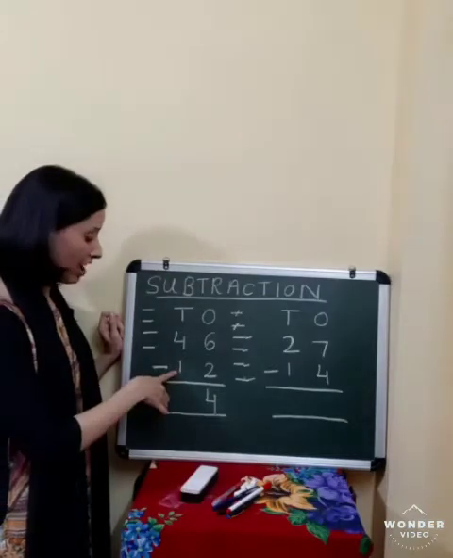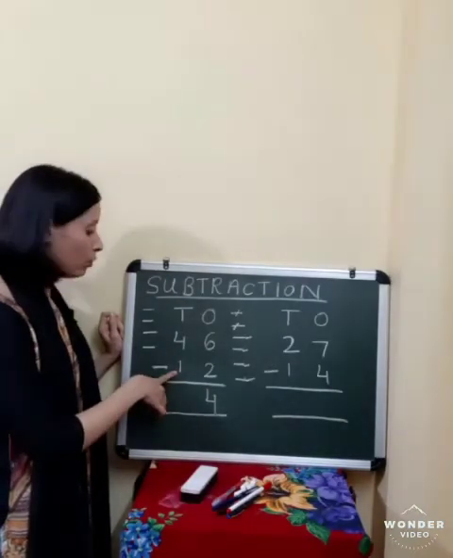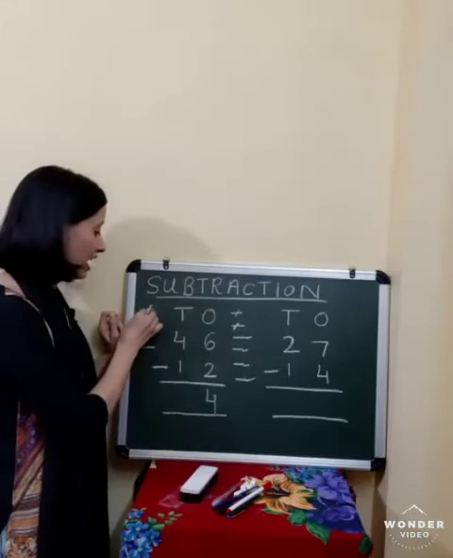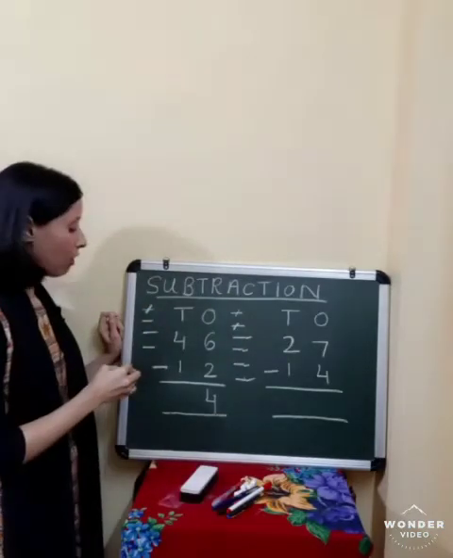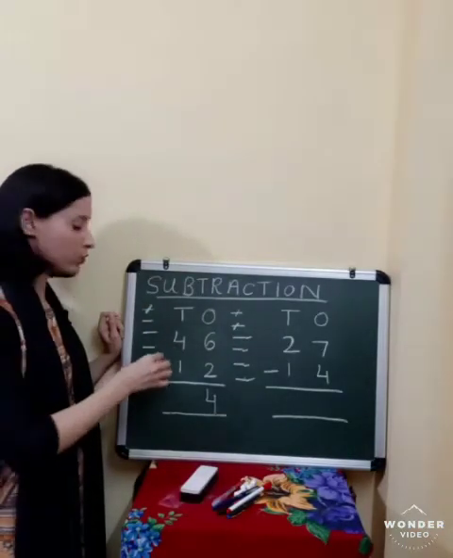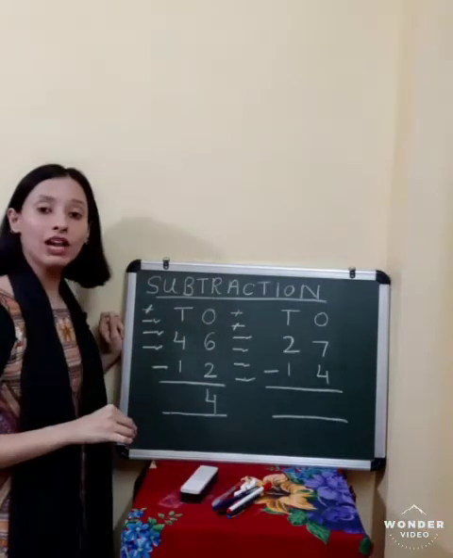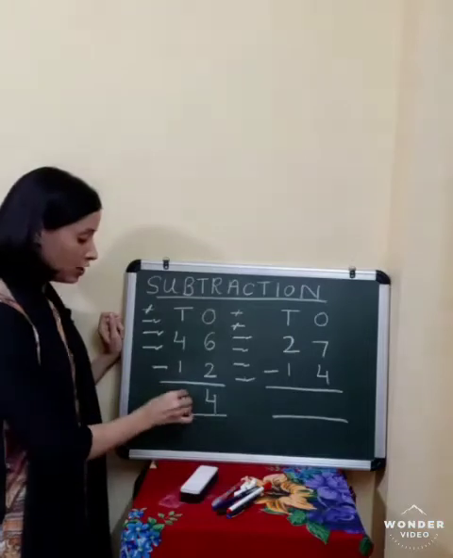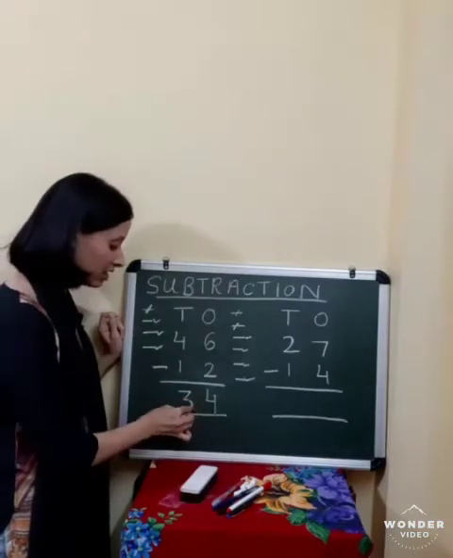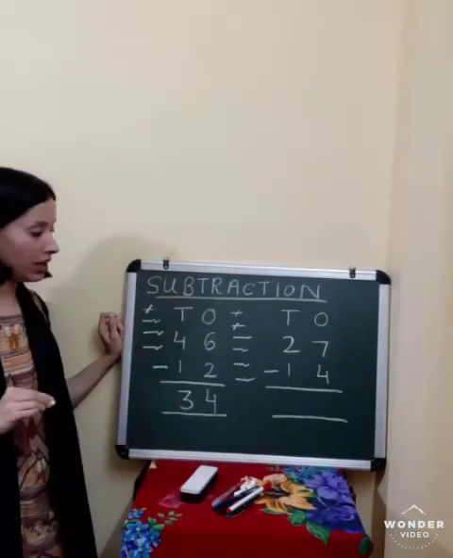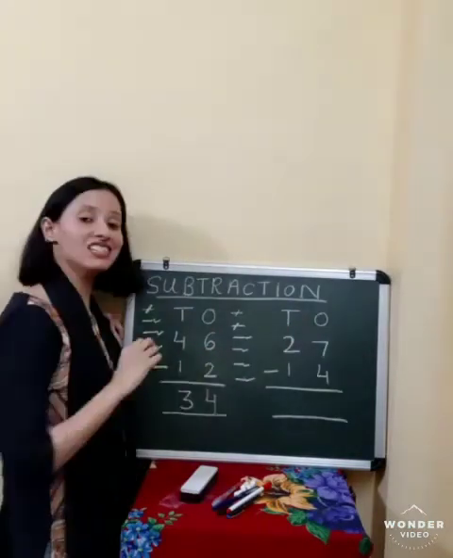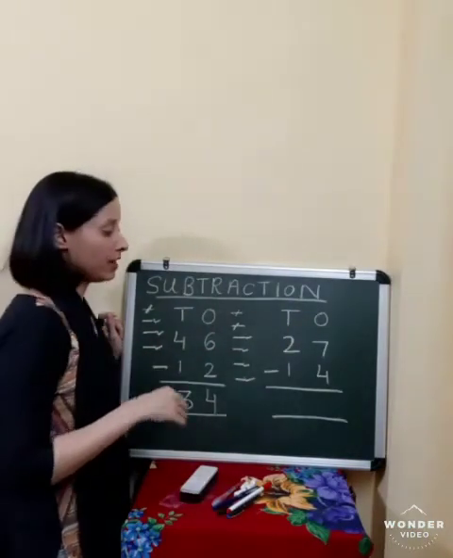Now below you are having 1. So you cut out 1 line. Okay. Now how many lines you are left with? You have to count. 1, 2, 3. You are left with 3 lines. So here you will write 3. Okay. Now have a look at this example, children.